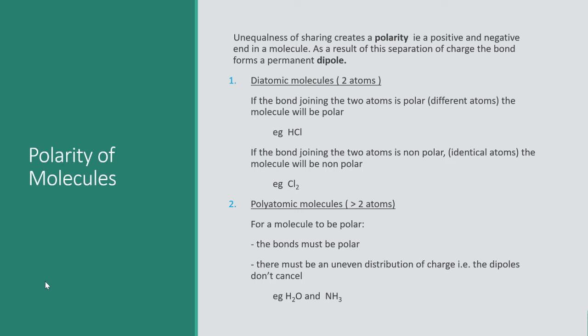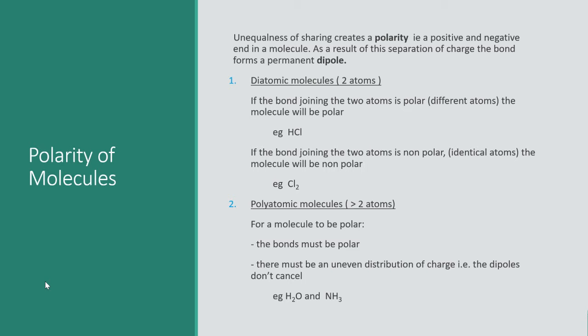So video 10A was all about polar bonds, and when you have polar bonds in a molecule, you need to be able to work out whether the whole molecule itself is polar and has a dipole. A dipole is a separation of charge. If you've got a separation of charge in the molecule, then there will be some physical properties of the substance that we can understand because the molecule is polar, so the bonding between the molecules will be different.